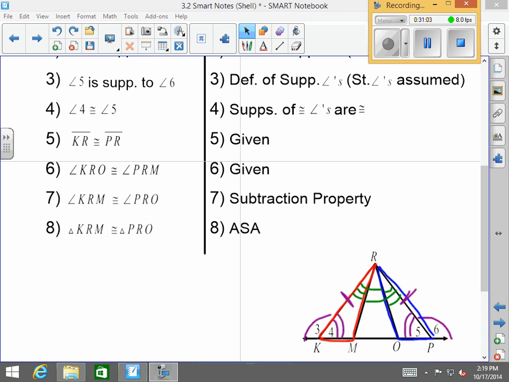All right, guys, so like I said, that's angle side angle. Please mark your figures. That is the best way to do this.